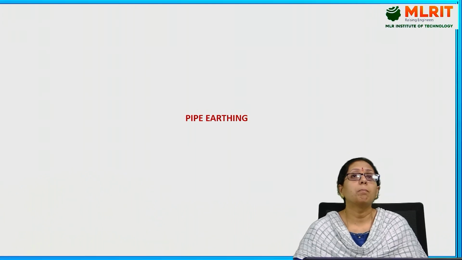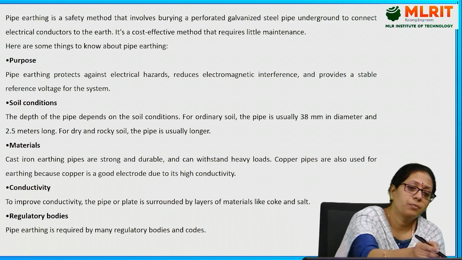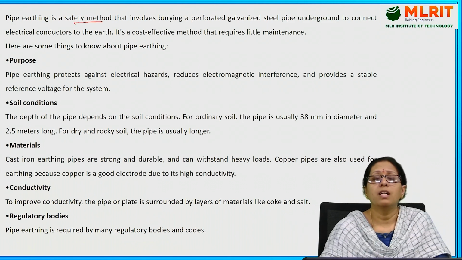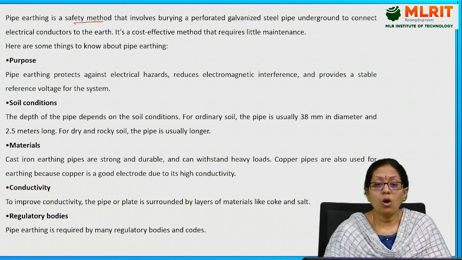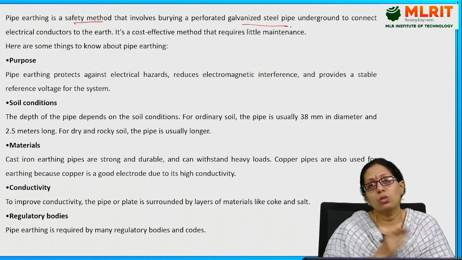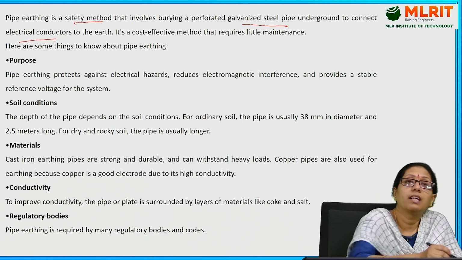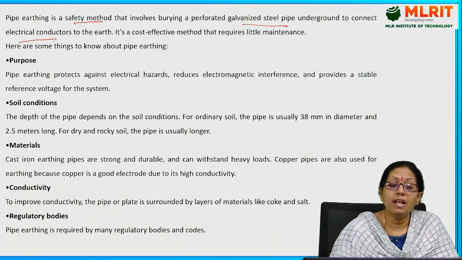Next one is pipe earthing. What is pipe earthing? Pipe earthing is a safety method that involves burying galvanized steel. Here also, the pipe earthing is made up of a material like galvanized steel, which is placed underground and connected to the electrical conductors inside the earth.